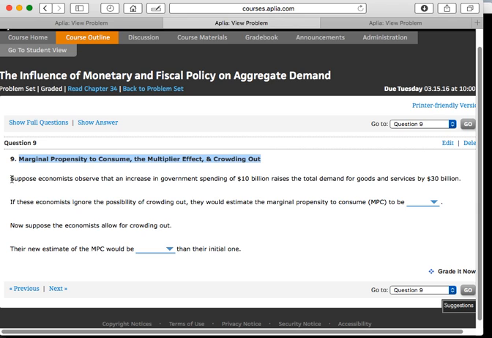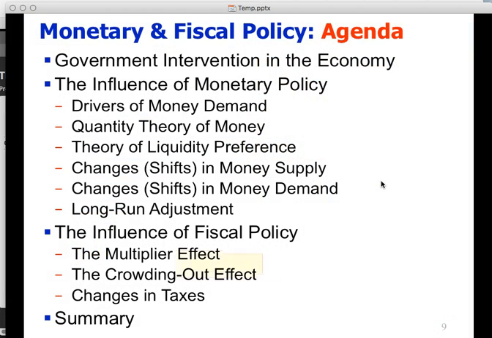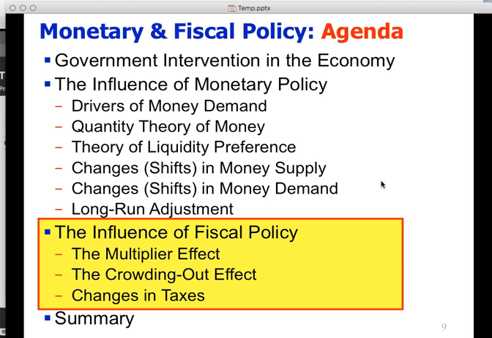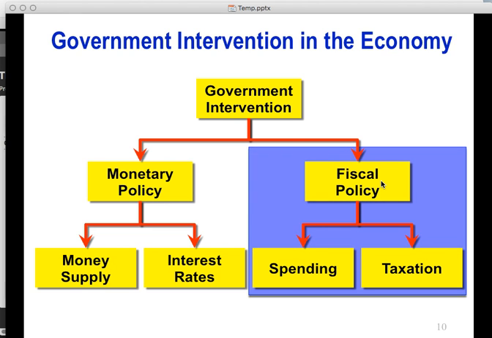It asks us, suppose economists observe an increase in government spending, what is the estimate of the marginal propensity to consume? If there's no crowding out, what if there is crowding out? So again, it's telling us we have to learn about the multiplier, marginal propensity to consume, and crowding out. So let's go to our slides on that. We're talking about the latter part of the presentation I gave on chapter 34 and the influence of fiscal policy. Remember, fiscal policy is about spending and taxation.